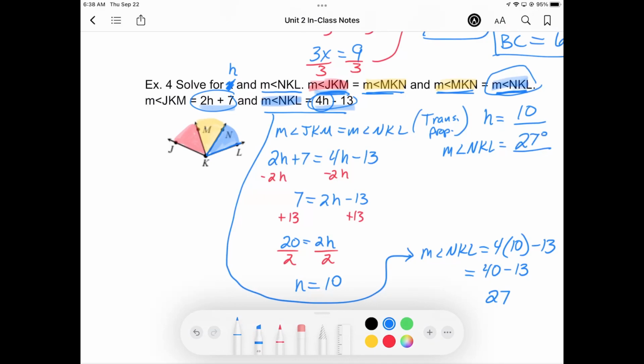So those are the kinds of proofs we're going to do and the kind of angle relationship problems or segment relationship problems that we're going to use in today's lesson.